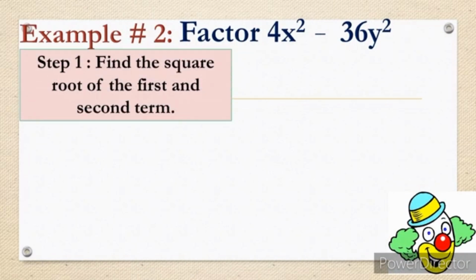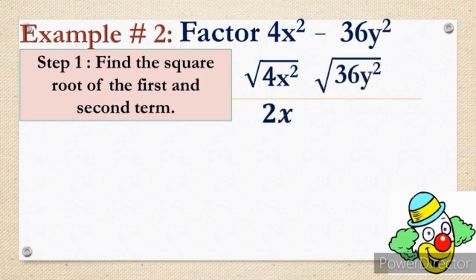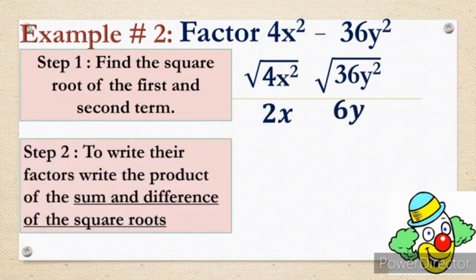Factor 4x squared minus 36y squared. First step, find the square root of the first and the second term. The square root of 4x squared is 2x, and the square root of 36y squared is 6y.